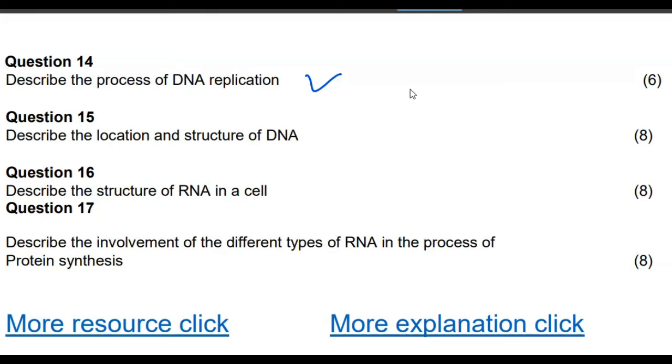So if they talk about plants, then you talk about all of the 3. But if they talk about animals, you only talk about the 2, because we don't have a chloroplast in animals. So describe the structure of RNA. The structure of RNA is a little bit the same as DNA, but only a few things are not there. That is the thymine, the double strand, and also the weak hydrogen bonds.